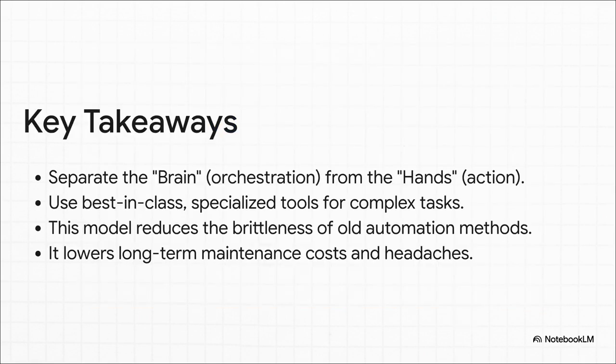So, what do you really need to take away from all this? First, start thinking in terms of brain and hands. Always separate your AI's logic from its actions. Second, don't reinvent the wheel. Find and use specialized, best-in-class tools for the really hard parts. This whole approach doesn't just make your bots work a little better. It fundamentally reduces their fragility, and believe me, it will save you from countless maintenance headaches down the road.